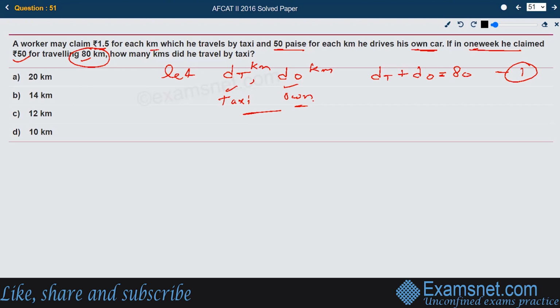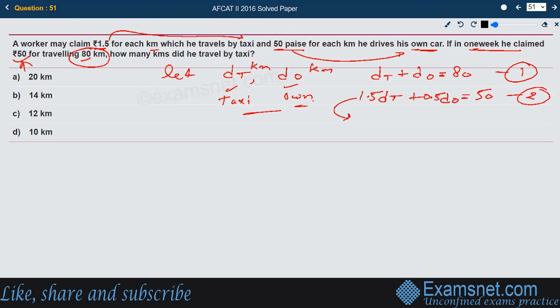Then he says he is charging in all 50 rupees, and this charge is made as 1.5 for each kilometer by taxi. So 1.5 times the distance covered by taxi, that is 1.5 dt, plus 50 paise for each kilometer if he drives his own car. So the charge will be 50 paise multiplied by the distance covered in the own car. So that is 0.5, since 50 paise is nothing but 0.5 of a rupee, multiplied by do. The total that he gets is 50. So this is my second equation. These are the two equations.